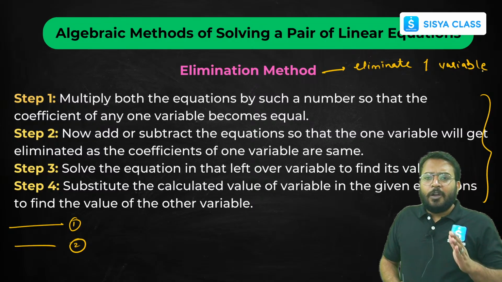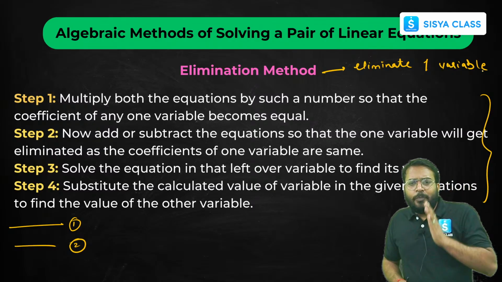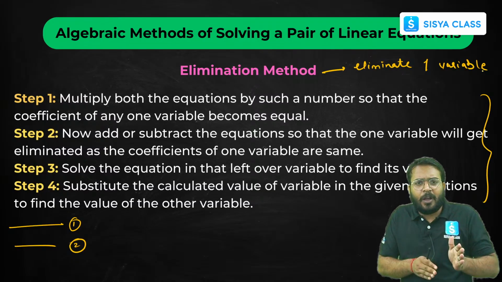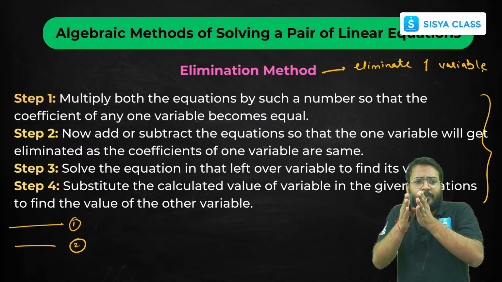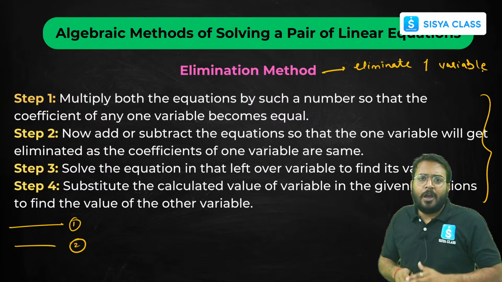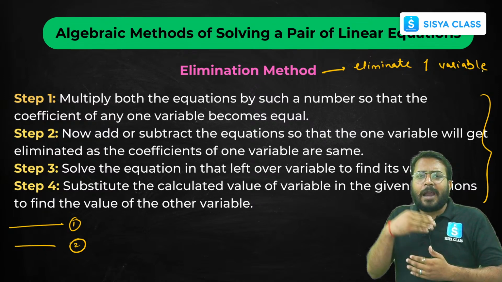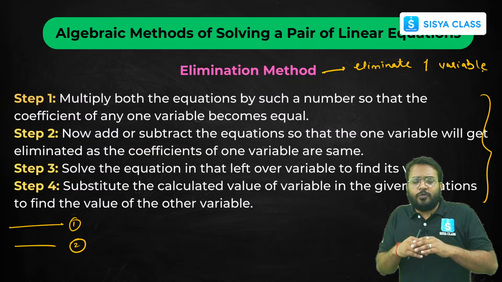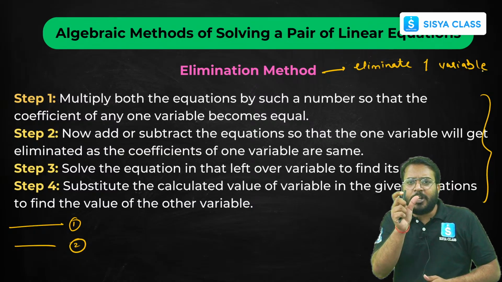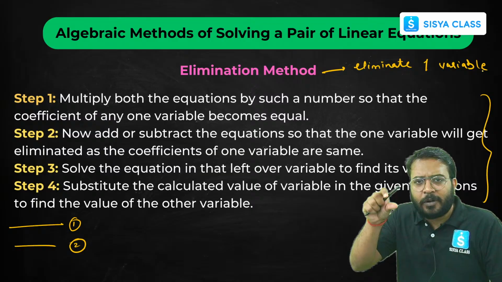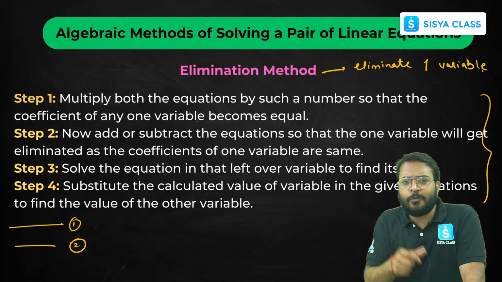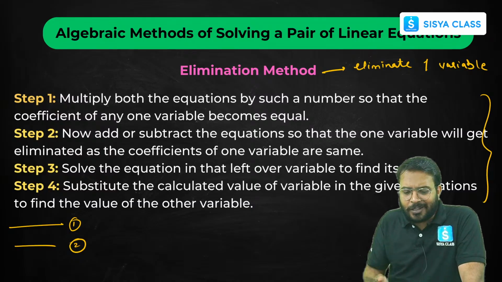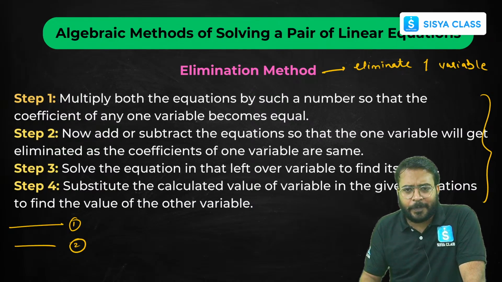We are going to make the coefficient of x in both equations the same, or you can make the coefficient of y in both the equations the same. By doing so, I can subtract one equation from the other, and in this way you will be left with only one variable, and you can find that variable's value. Once you get the value of that variable, you can substitute it in the other equation and find the value of the other variable. Understood my point? Okay, in short.